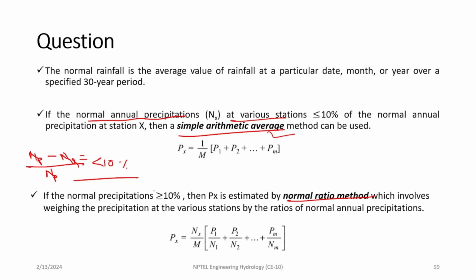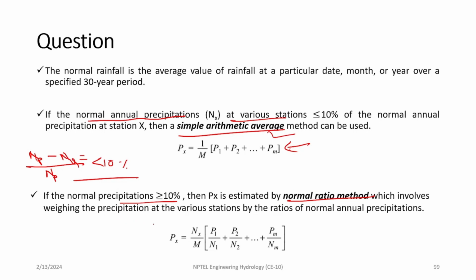But if the variation is greater than 10%, then we have to utilize the normal ratio method. Though we may have the normal annual precipitation given in the question itself even when using the simple arithmetic average, you should have some idea of where each particular method is applicable. So from this you may have some understanding of where we have to apply the normal ratio method. Okay, got it.